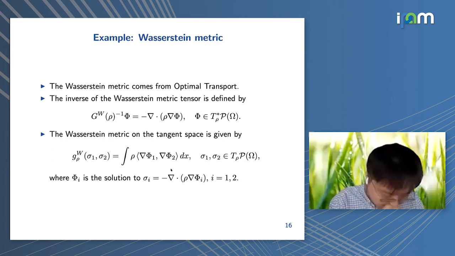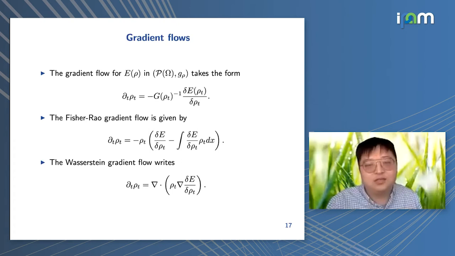For gradient flows, you just do the classical approach, J rho inverse times the first differential. You get rho times the differential of E minus its average. For the Wasserstein system, it has the divergence of rho times the gradient of the differential of E.